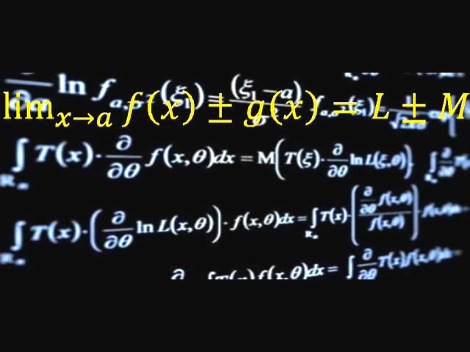Theorem 4. Limit of the sum and difference of two functions. The limit of f of x plus or minus g of x as x approaches a is equal to L plus or minus m.